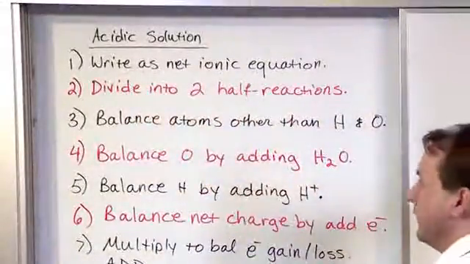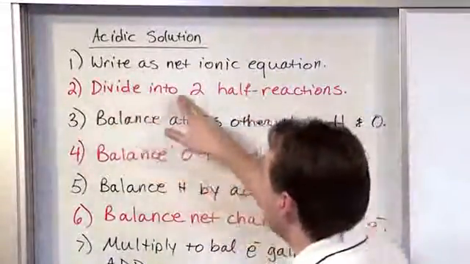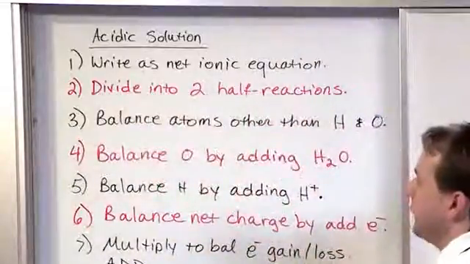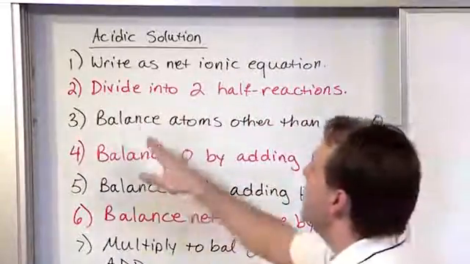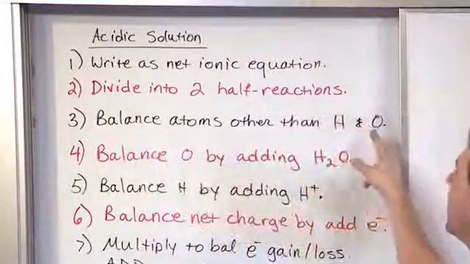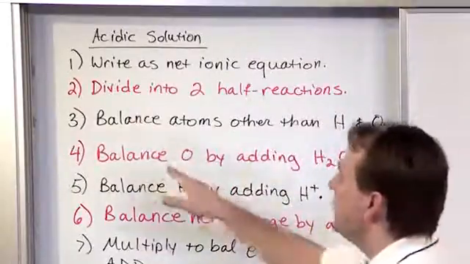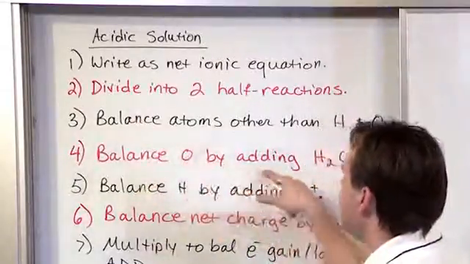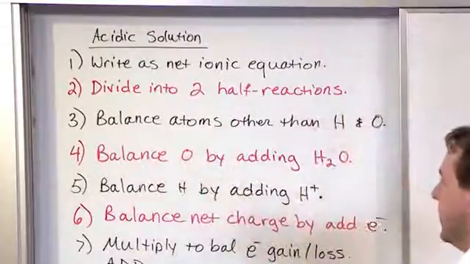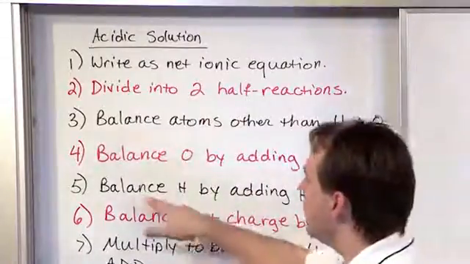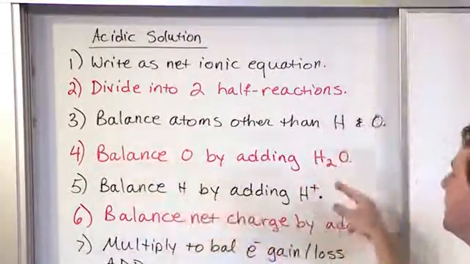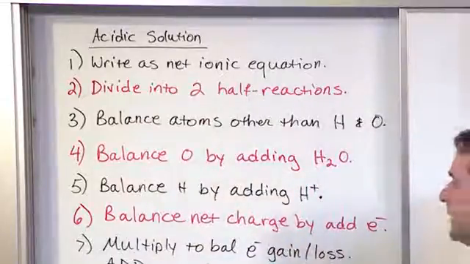Most of the time this will already be done. And then you divide it into 2 half reactions just with the different ions on both sides. Then you balance the atoms other than hydrogen and oxygen. Then you can balance the oxygens by adding water to either the left or right hand side. Then you balance the hydrogens by adding hydrogen ions, as many as you need on both sides.